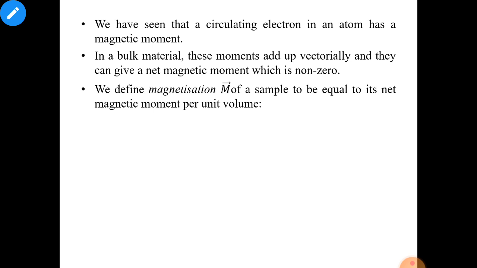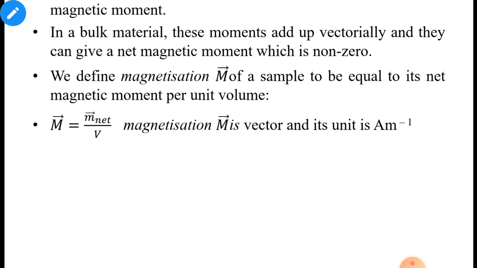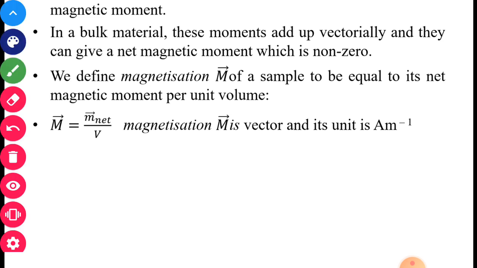Okay, now we define magnetization as the magnetic moment per unit volume. Whatever is the magnetic moment of a particular given bulk material, the total magnetic moment per unit volume is defined as magnetization. It is a vector quantity and its unit is ampere per meter. Okay, see, it is total magnetic moment divided by the volume.